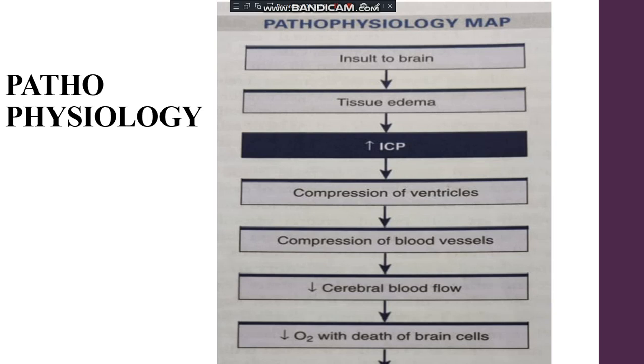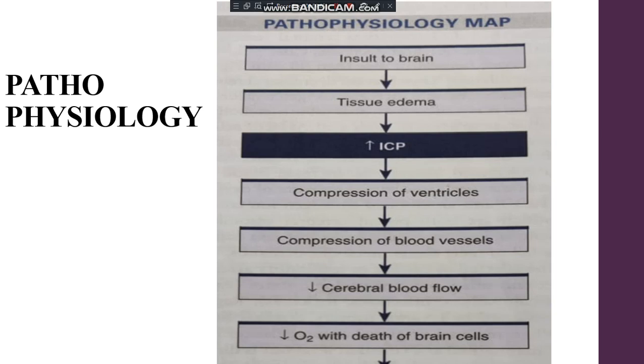Here we can see the ICP is increasing. Because of this increase in pressure, compression of ventricles happens along with compression of blood vessels. So the ventricles as well as the blood vessels are getting compressed. Here you can see compression of ventricles and compression of blood vessels. What will happen? There will be a decrease in cerebral blood flow. The blood flow in the cerebrum, that is the blood flow in the brain, will be decreased. What is the reason? Because everything is getting compressed.